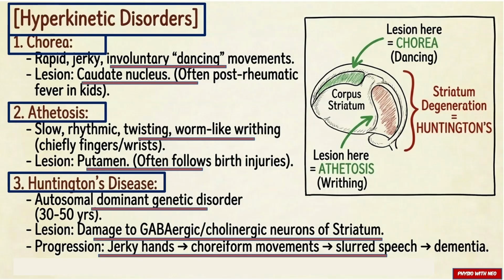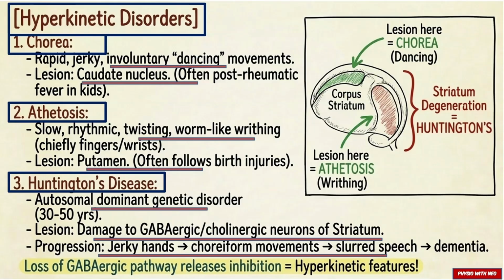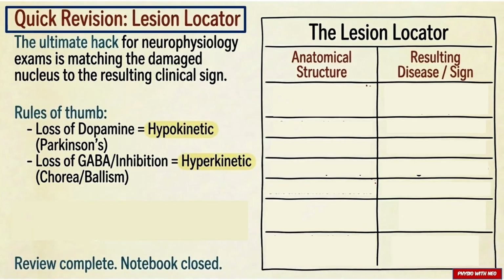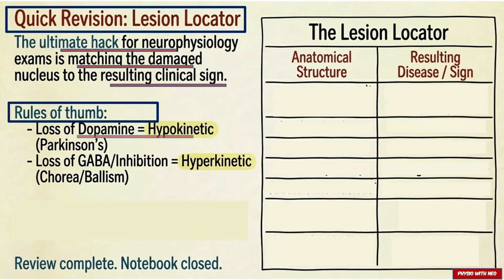So, in summary, for hyperkinetic disorders, remember loss of the GABAergic pathway releases inhibition and causes hyperkinetic features. Let's revise the entire clinical physiology of basal ganglia by using this ultimate hack of matching the damaged nucleus to the resulting clinical sign. Now, before moving to the table, first understand the rule of thumb. A loss of dopamine causes hypokinetic movement, for example in Parkinson disease, whereas loss of GABA or inhibition causes hyperkinetic movement, for example chorea and ballism.